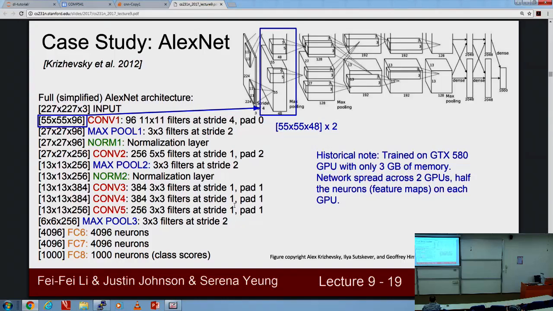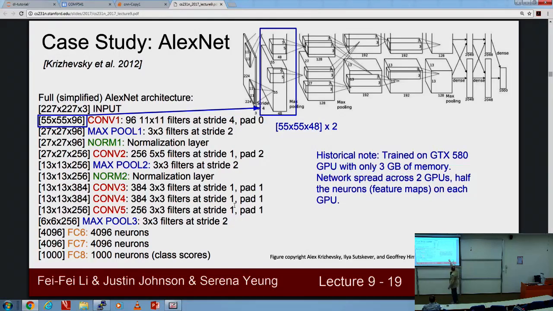The answer is yes for the first layer. But then what happens in the next convolution? In the next convolution, GPU 1 only has access to the first 48 channels. GPU 2 has access only to the second 48 channels. So in the next convolution, unless you bring them together, some channels are only going to see some other channels, etc. So it's not exactly the same.